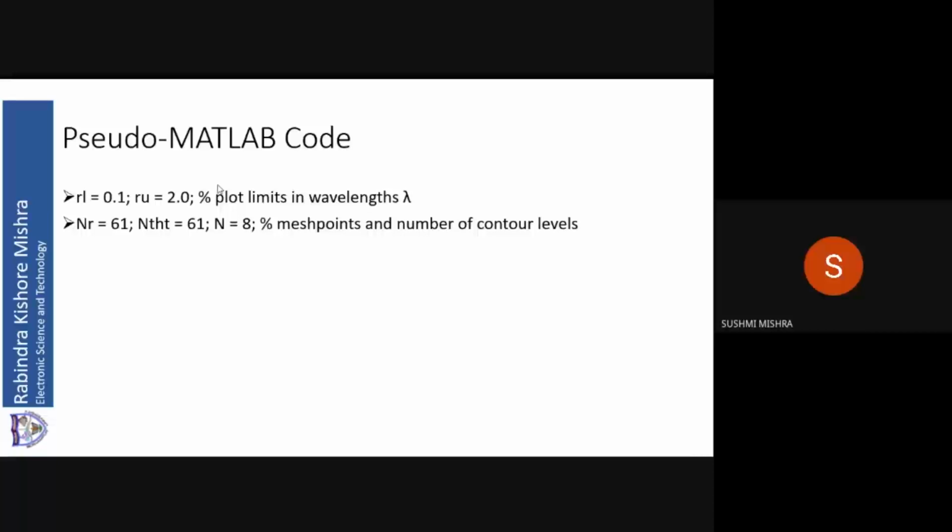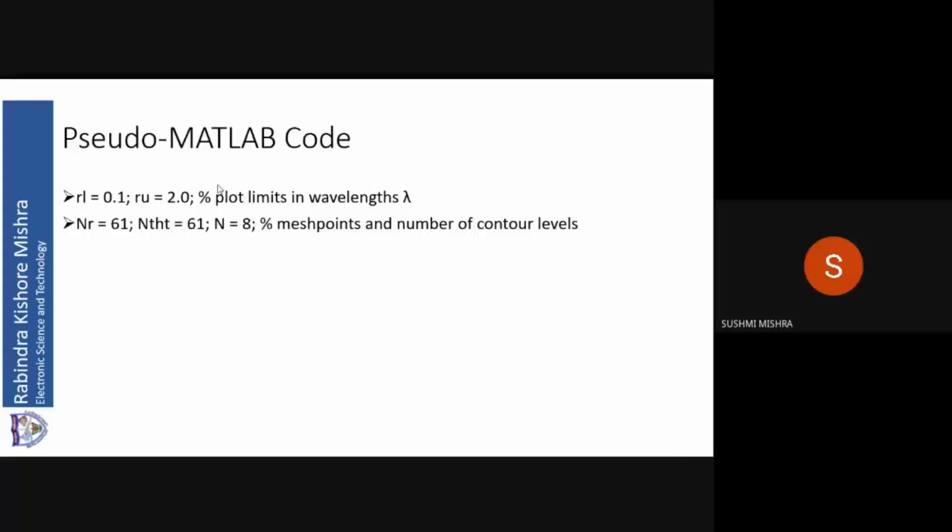Then once you have decided that you will extend up to this much distance, now let me define in R and theta how many points I am going to consider. Phi we are not considering because it is phi symmetric. So in R and theta, how many points are we considering? Assume that in R we will consider 61 points. So NR, the number of points in R, is equal to 61. And the number of points in theta is also equal to 61.